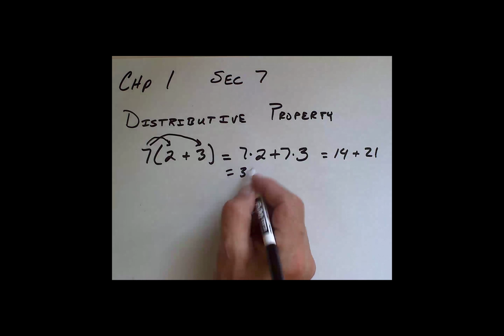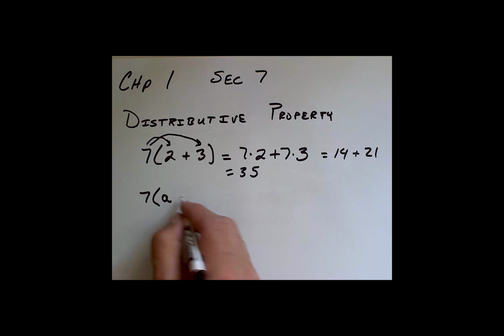All right? This all equals 35. Sure, I could have added the numbers in the parentheses first and then multiplied by 7, but I want to show you the distributive property in this case. In other words, distributive property can also look like this. Let's replace the 2 with a letter. So we say 7 times, let's make this an A plus 3.